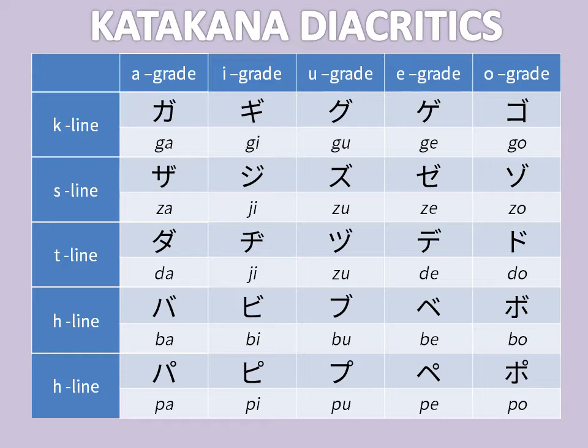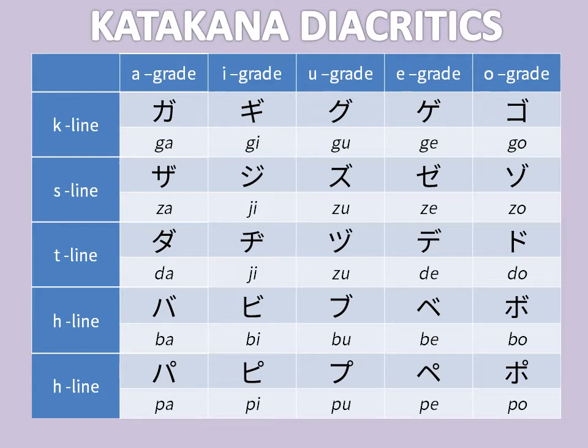Ta becomes the, chi becomes ji again, tsu becomes zu again, te becomes de, and to becomes do. Now you might be seeing the two exceptions where chi becomes ji again and tsu becomes zu again. As we have the same pronunciation ji and zu in the sa line, the I grade and the U grade, the ta line's ji and zu are seldom used.